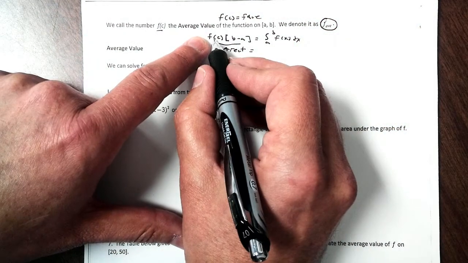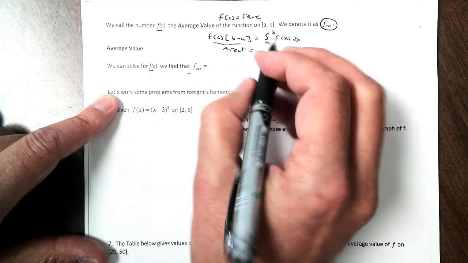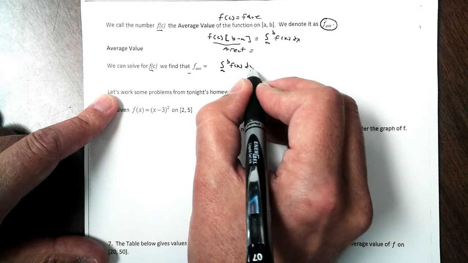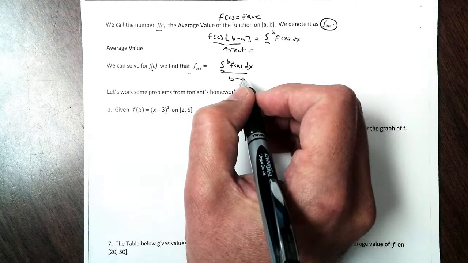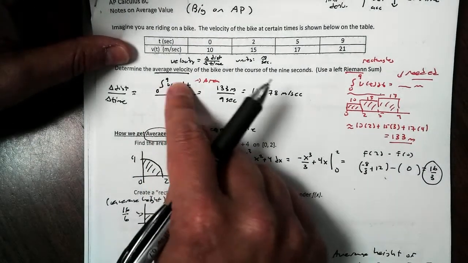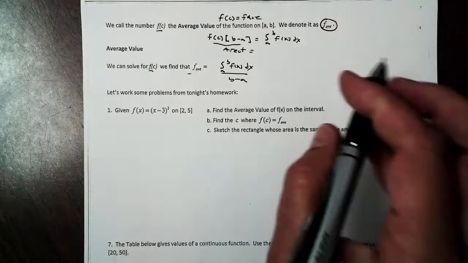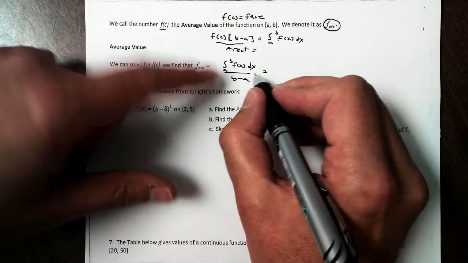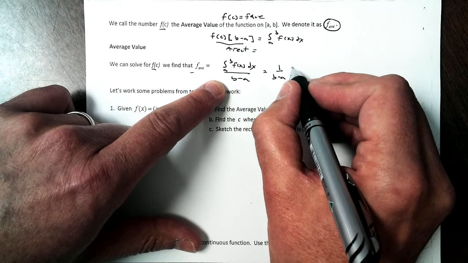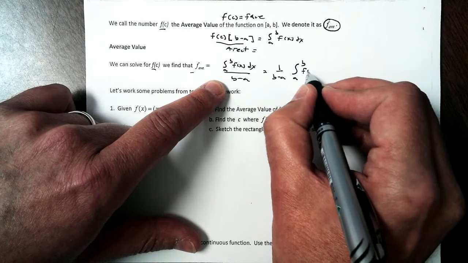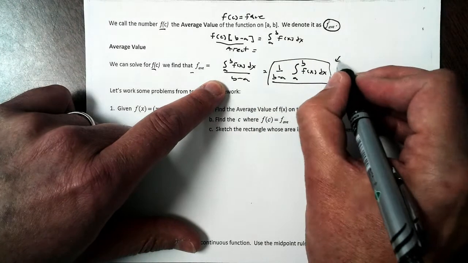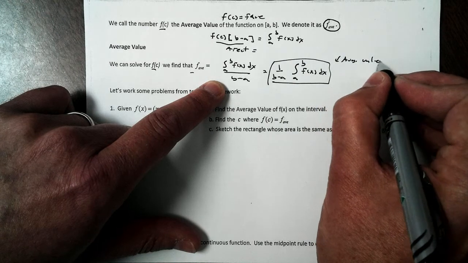Now, solving for f of c, remember f of c is our fave, we can divide. If we were to do that, we would get the integral from a to b of f of x dx divided by b minus a. And that should look a little familiar to you, right? When we found our average velocity of the bicycle, we did something similar to that. We normally don't like to write it this way. It's kind of messy. It doesn't bother anybody, but sometimes the fraction scares people. So we can write 1 over b minus a times the integral from a to b of f of x dx. And this formula right here is what we call our average value.